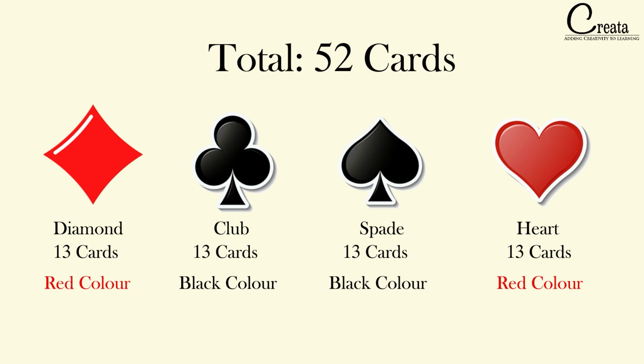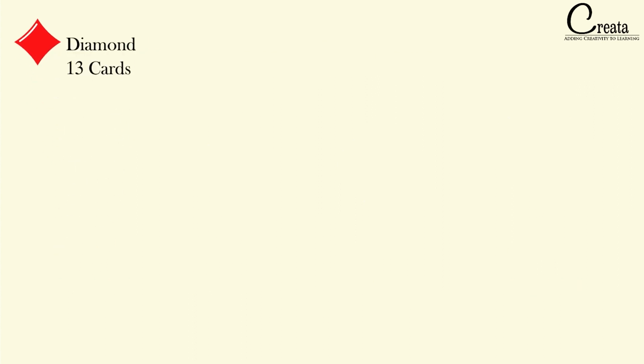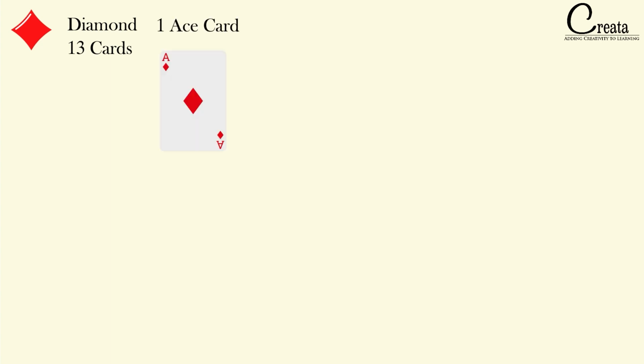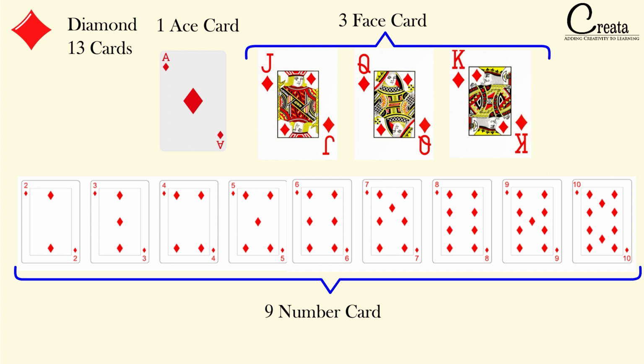So we can say we are having 26 red cards and 26 black cards. Each of the 4 categories is having a total of 13 cards, that is 13 plus 13 plus 13 plus 13 is equal to 52. Let's see what these 13 cards are, which are common in all the 4 categories. The 13 cards include 1 ace card, 9 number cards and 3 face cards. This is the ace card, the number cards we know are from 2 to 10, and the face cards are 3, that is jack, queen and king.